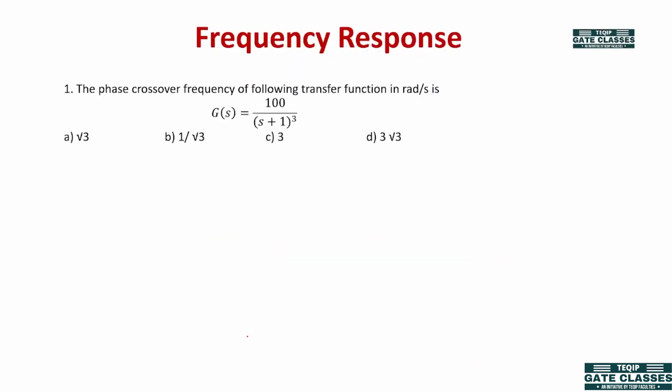So in the first question, we have to calculate the phase crossover frequency, that is omega p, for the open loop transfer function G(s). We know at omega p the phase angle phi is equal to minus 180 degrees. So here we have the open loop transfer function in terms of frequency response, that is G(j omega) is equal to 100 upon (1 plus j omega) to the power 3.